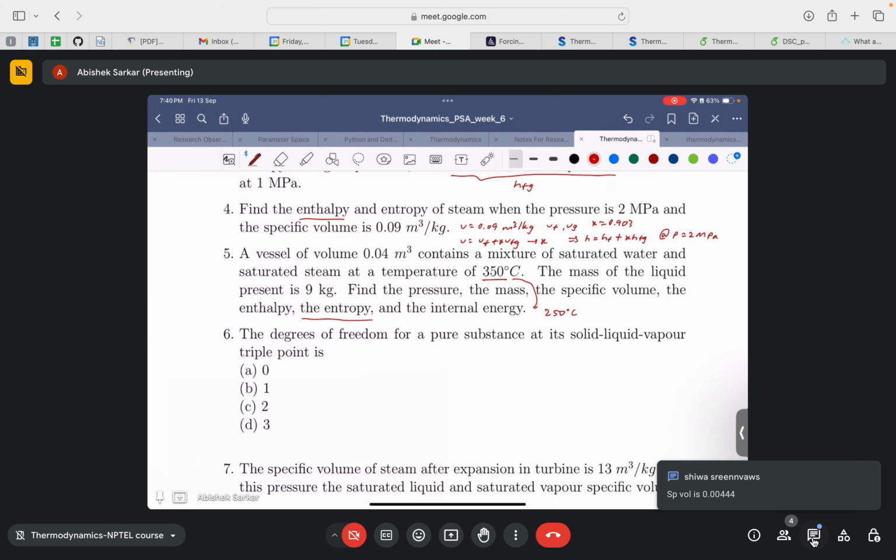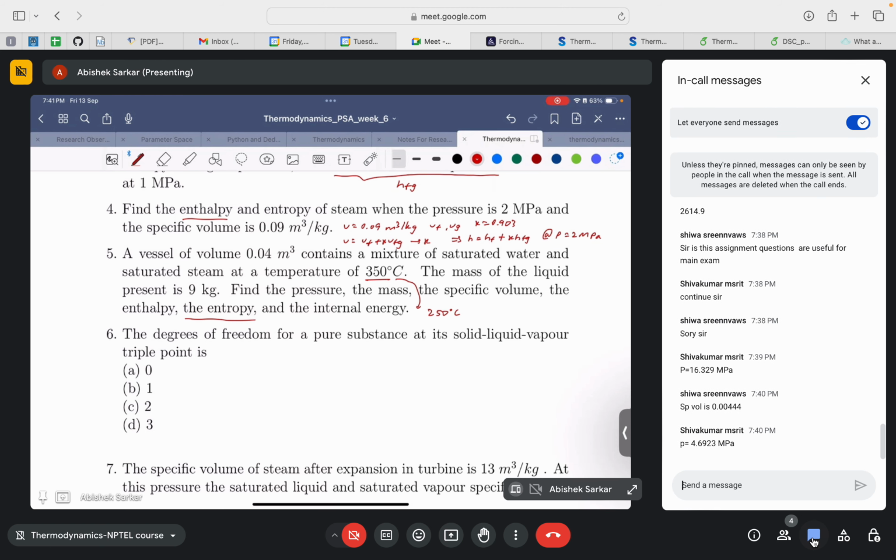No. Yeah, do it for 250 degrees Celsius, not 350 degrees Celsius. Let me check the answers. So P is it? Let me just check with my table as well. 250 degrees Celsius, right?